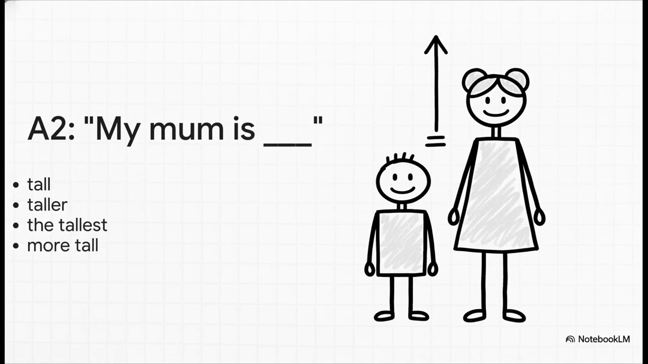Moving on up to A2. Here's the challenge. My mom is blank than my dad. So, which word do you think fits best here? The answer is taller. This is a classic A2 skill, making comparisons. That little word than is your biggest clue. It tells you that you need a comparative word, and in this case, that's taller.